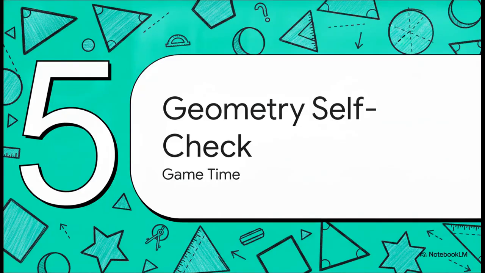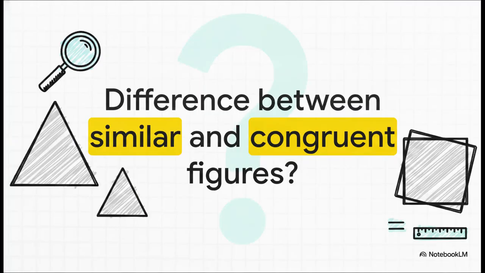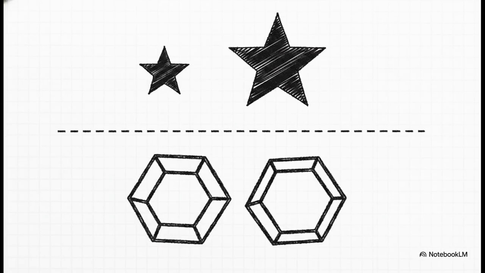Section 5. The geometry self-check. Game time. All right, we've covered the traps. Let's do a rapid-fire scrimmage to really lock in these core concepts. Here's your scenario. Think back to our discussion on proportions and scale. What is the exact difference between similar figures and congruent figures? I'll give you just a few seconds to lock it in. 3, 2, 1. Okay, let's see how you did.